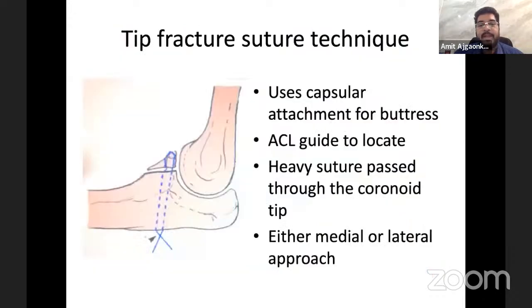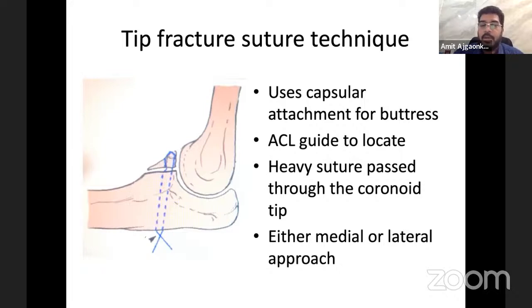Whenever you have a terrible triad, you have to look out for tip fractures, and it's not needed that you treat the tip fracture always. Whenever you have to treat it, use capsular attachment for buttressing, or you can use an ACL guide. You can use heavy sutures, either medially or lateral approach.